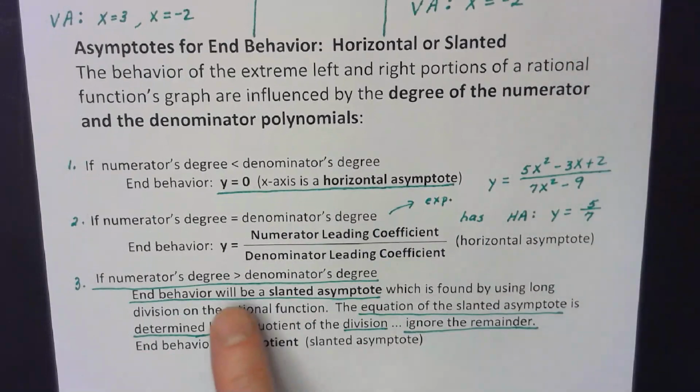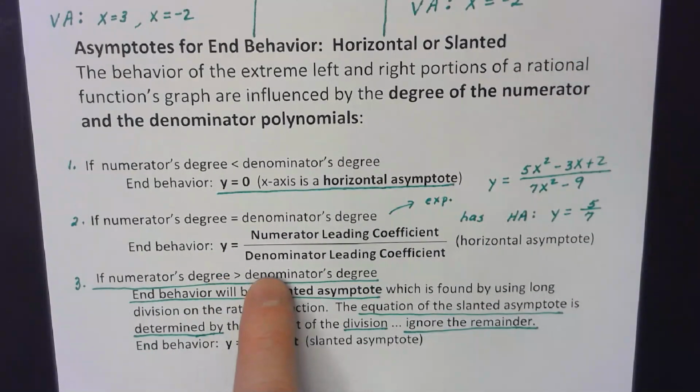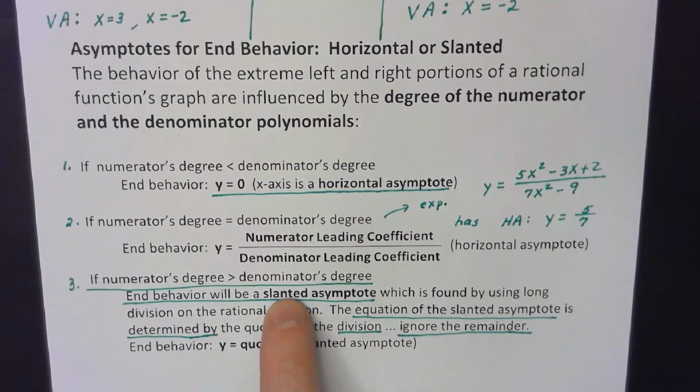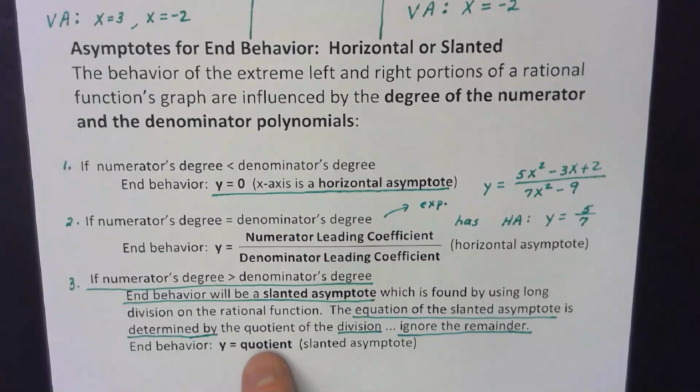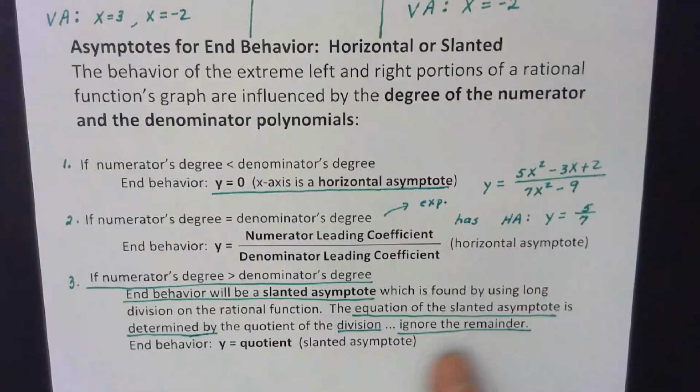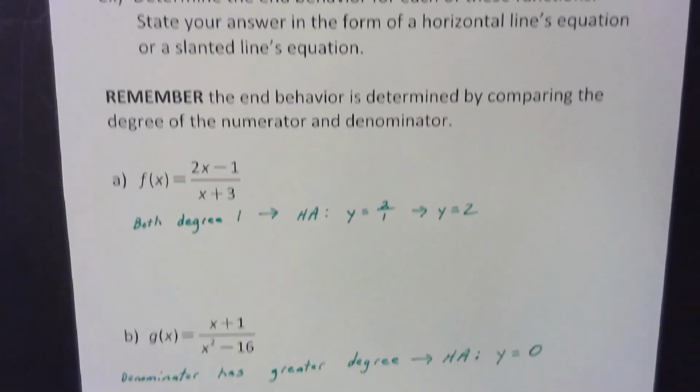Now the other scenario: what if the numerator's degree is greater than the denominator's degree? In that case, you're not going to have a horizontal asymptote. So no horizontal asymptote. Instead, you would have what's called a slanted asymptote or a slant asymptote. We're going to find those slanted asymptotes by using either long division or synthetic division. But when you do that, you're always going to ignore whatever the remainder is. I have an example of this on some coming pages here. Okay, now, next page here.